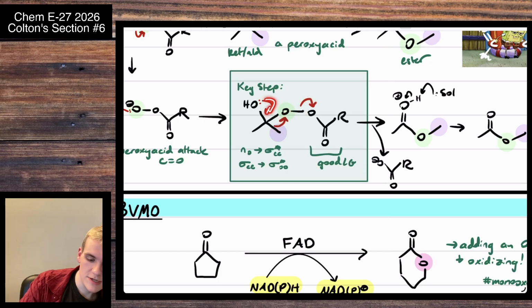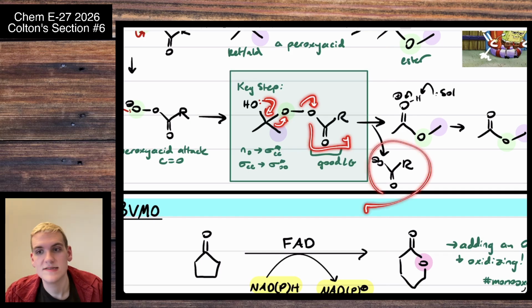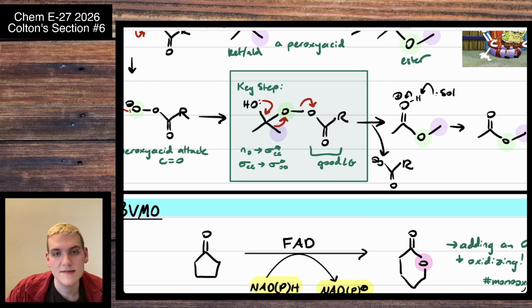So we push down, we shift over, and then we kick off this carboxylate now, which is actually a pretty good leaving group because it's stabilized by resonance. So when we do that, now our oxygen's inserted between the carbon of the carbonyl and the methyl.